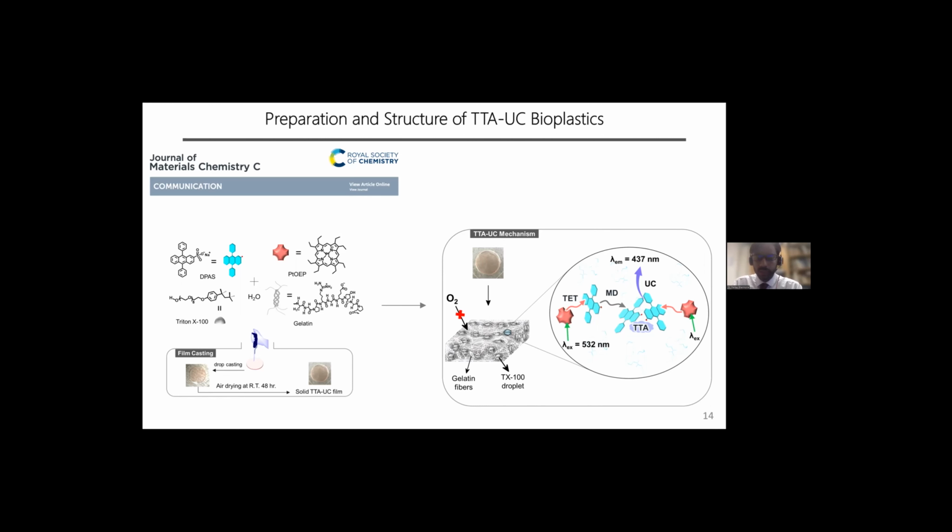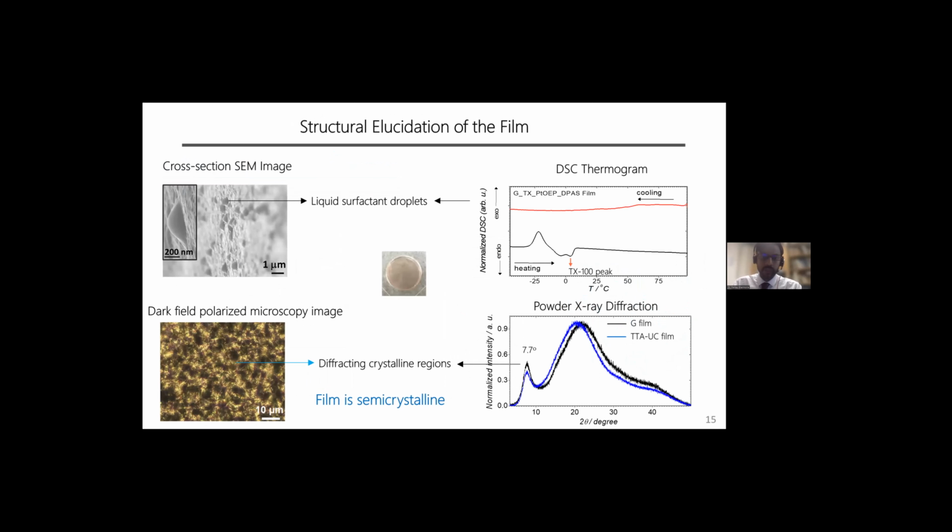To further elucidate this structure and the mechanism, we did various characterizations. This is a cross-section SEM image of the film. You can see the liquid droplets of the surfactant clearly dispersed nicely inside the protein fibers. We also did differential scanning calorimetry analysis. Here you can see the heating cycle of the film, and we could observe a peak for the Triton X-100 liquid inside the protein film. This shows that TX100 is present in the form of liquid inside the protein film.